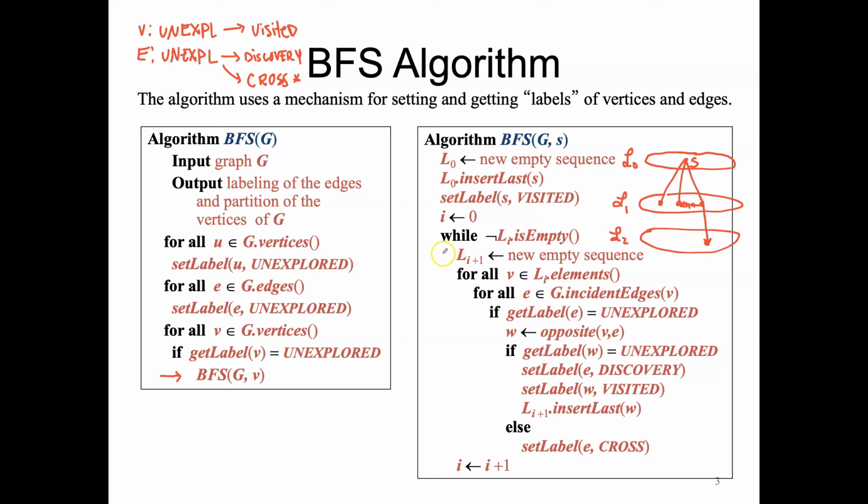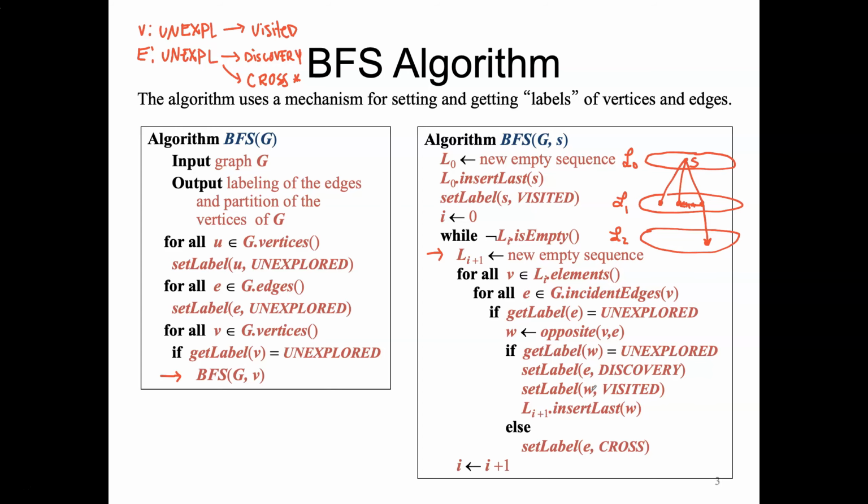Okay, so we're keeping track of each layer as we go along. We'll go through each vertex of the previous layer and every edge coming out of that vertex and mark that edge as either a discovery edge if it leads to a new vertex, or a cross edge if it does not. If this is a discovery edge, then we'll add that vertex to the next layer and we'll mark that vertex as having been visited. So anytime we add a vertex to a layer, we mark it as visited.